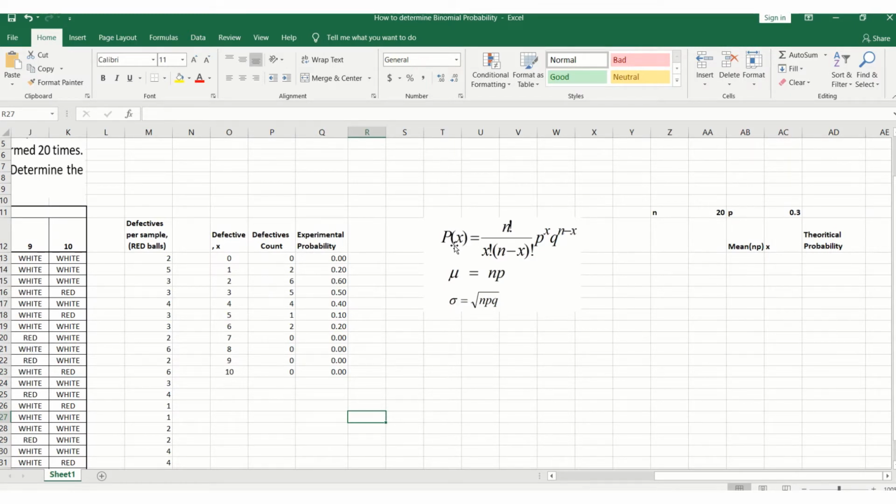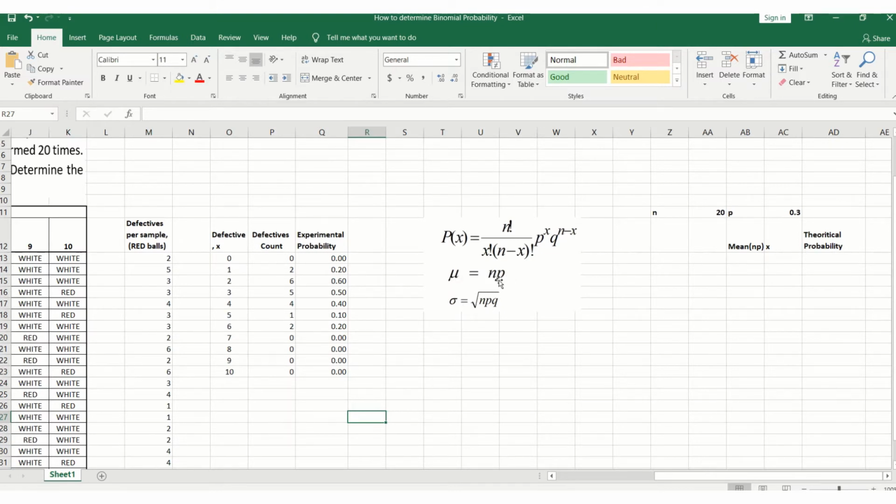So for the x instance, when the probability for zero defective, when x value is 0 or 1, by putting this we can make use of it. n is the number of trials, p is the probability of finding the defect or probability of success, q is the probability of failure. Naturally q can be computed by p only, so q will be equal to 1 minus p.